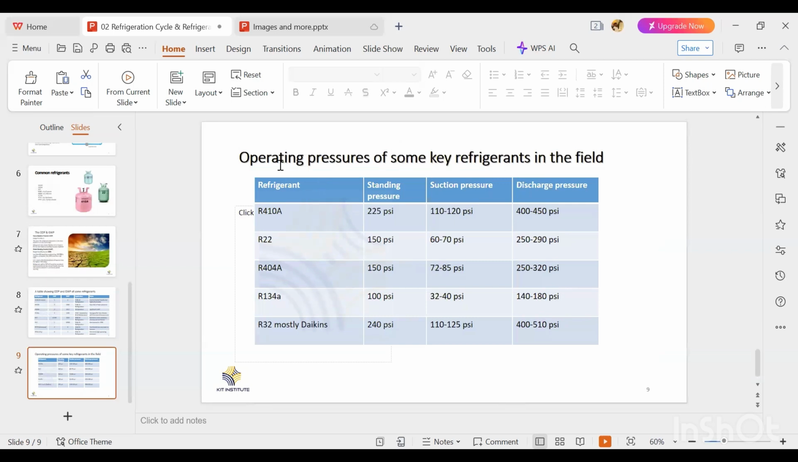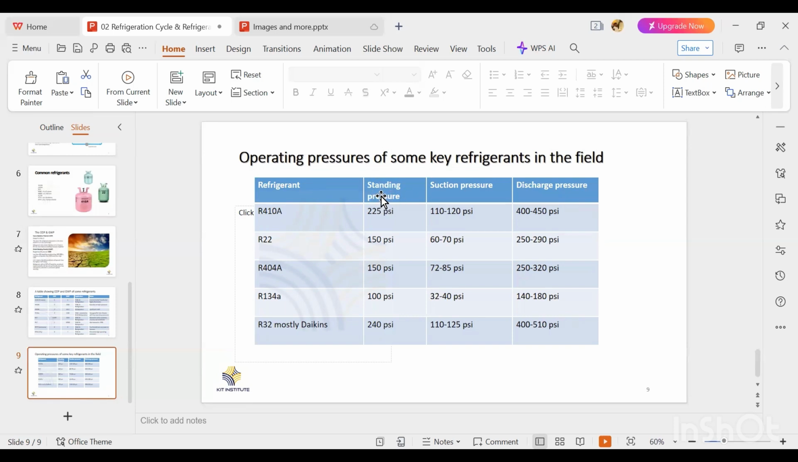Our last slide shows the operating pressures of some key refrigerants in the field. So now this one shows refrigerants and their operating pressures and standing pressure. First of all, I will define what standing pressure is.